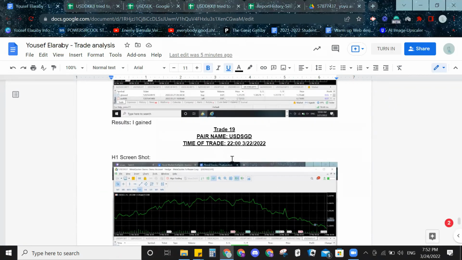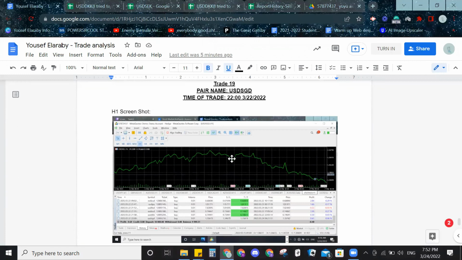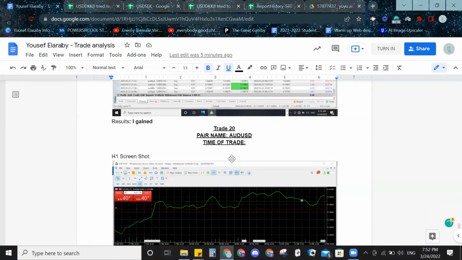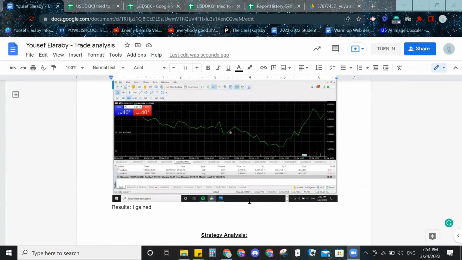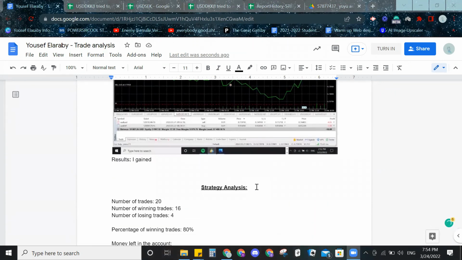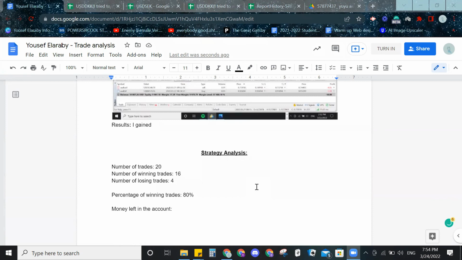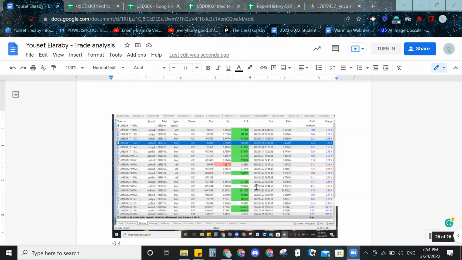Here's number 19. Here's DSGG. I gained. And I luckily gained on this one as well. Out of the 20 trades in total, I won 16 of them and lost 4 of them, meaning a percentage of 80% win rate. The money left in my account can be shown here.